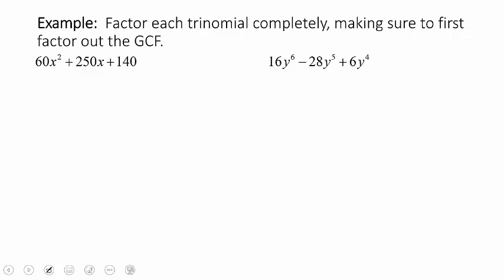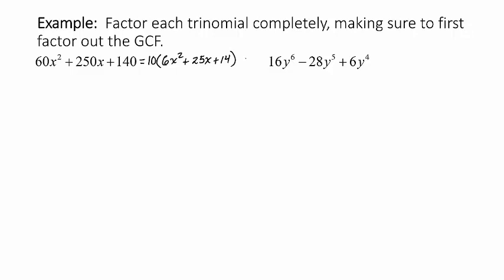Okay, so in this first example, 60x squared plus 250x plus 140. Well, I don't have a variable I can pull out, but look at those numbers. They're pretty big, right? Minimally I can pull out a 10. Sometimes it helps to just pull out what you notice, and then you can look at what the leftovers are and see if you can pull out anything more. So if I pull a 10 out of 60, I'm going to be left with 6, so 6x squared, and then 250 divided by 10 is 25, so plus 25x, and then 10 times 14 is 140.